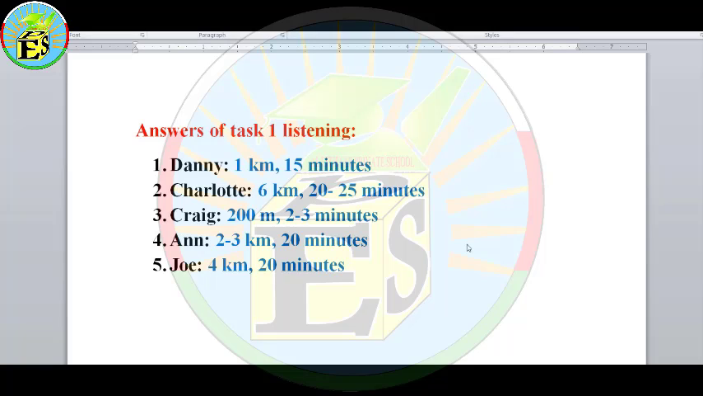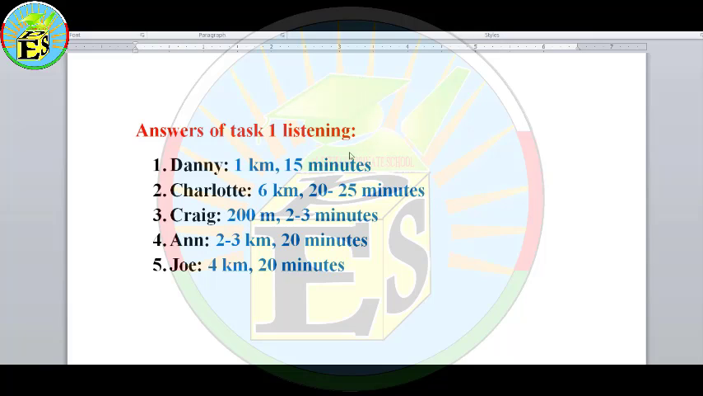Now I would like you to check your answers of activity number 1 that belongs to the listening section, and here we have these teenagers, and in the first space you have to write the distance, and in the second one you have to mention the time. So for Danny, the answer is 1 kilometer. The distance is 1 kilometer, and it takes around 15 minutes. Charlotte, the distance is 6 kilometers. km is the abbreviation of kilometers, and it takes from 20 to 25 minutes.